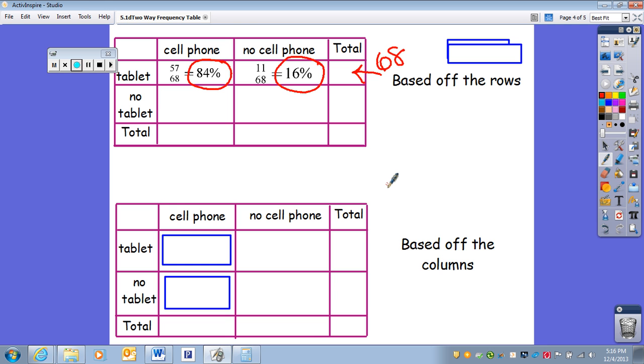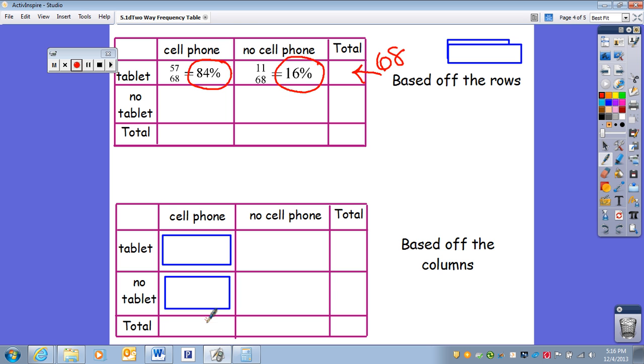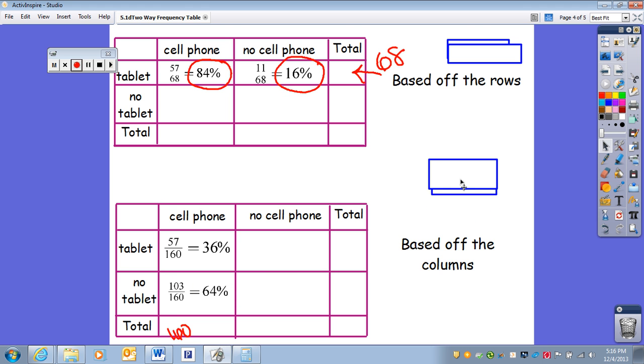What if I want to base it on the column? Well, let's take a look back. In the first column, there were 160 total students who had cell phones. So, this number would be based off 160 students. So what I would do is take the 57 students who had a cell phone and a tablet and divide that by 160. That would give me a relative frequency of 36%. Then I could divide the total number of students that had a cell phone but did not have a tablet, 103 by 160, and that leaves me with 64%.